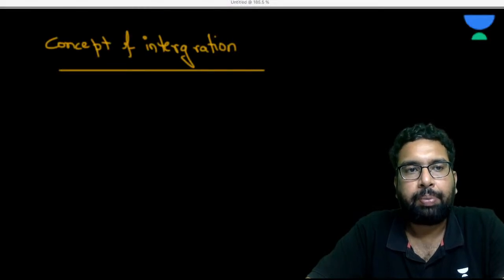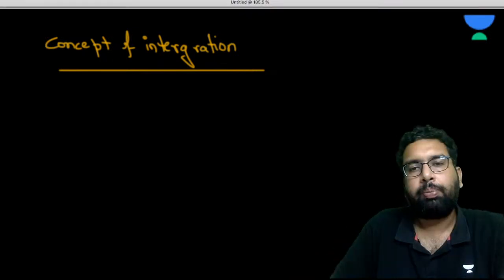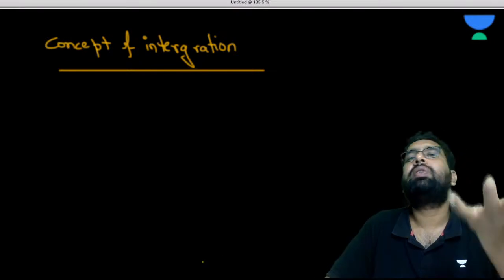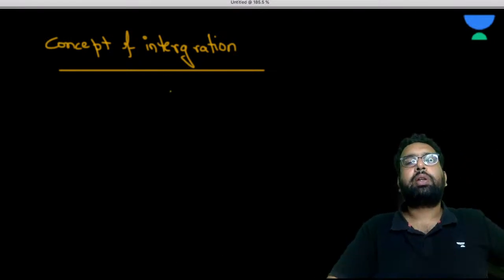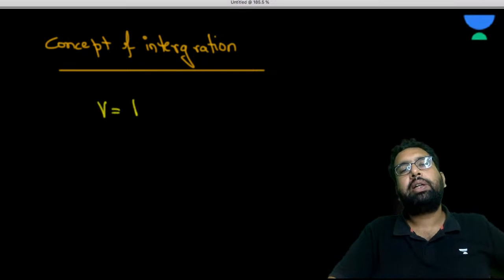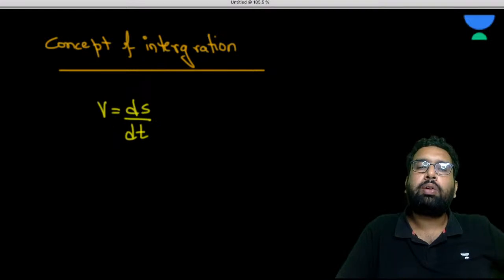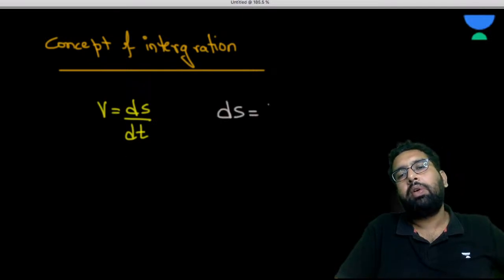Basically, when we are integrating something, it is the reverse of the differentiation process. For example, v is equal to ds by dt. When you differentiate the displacement with respect to time, you get the velocity. Now, if you follow the reverse process, that is the integration, we write it like this: ds is equal to v dt.